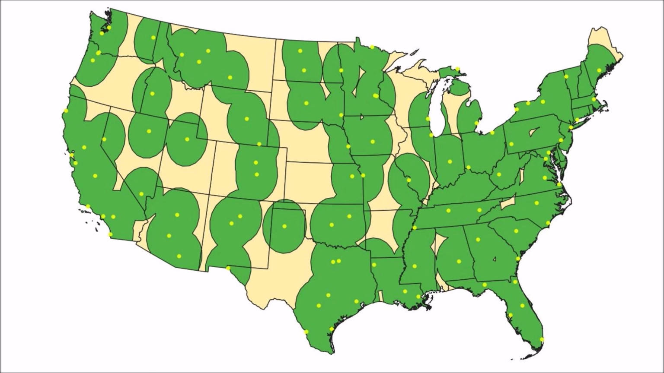We now have a visual representation of the buffer of these point features. The green areas represent areas that are within 2 degrees of a populated place. The yellow areas represent areas that are outside of 2 degrees of a populated place.